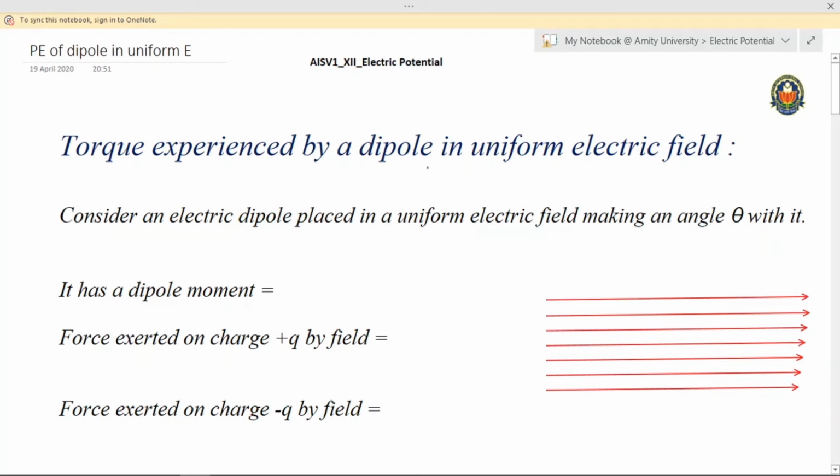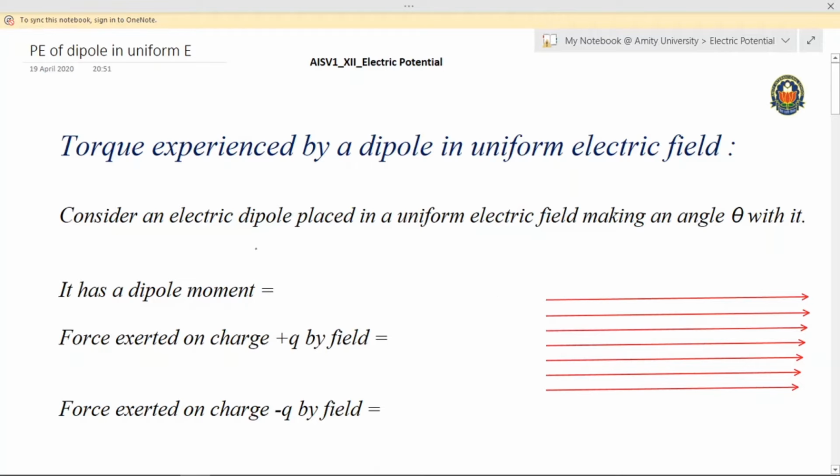Students, in the previous class, we discussed the potential energy of the system of charges in the presence of electric field as well as in the absence of external electric field. Now, we'll continue our discussion with the potential energy of an electric dipole placed in a uniform electric field. But before that, let us discuss what happens when an electric dipole is placed in a uniform electric field.